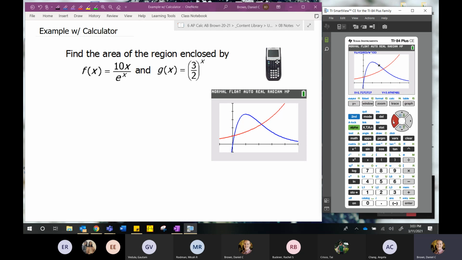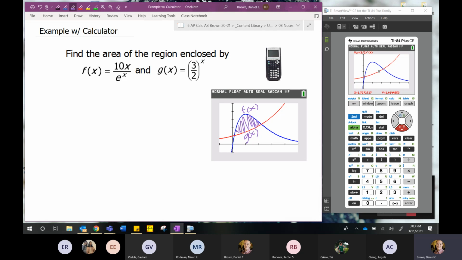And then I see that if I trace down to the red one on mine, that is the 3/2 to x. So I know my top one is f of x, and my bottom one is g of x. What am I trying to find the area of? That region in between them. So I do need to go ahead and find my intersection points.